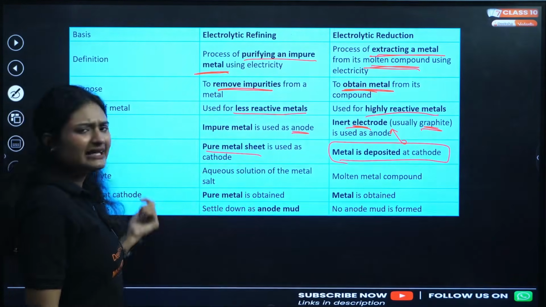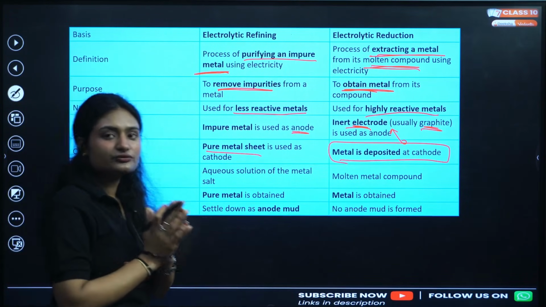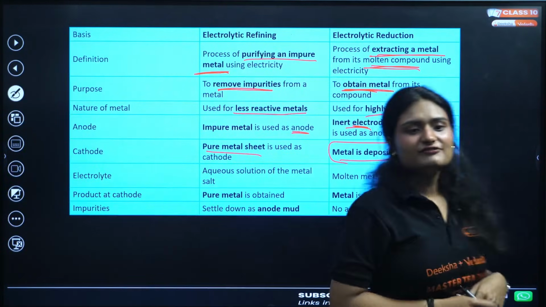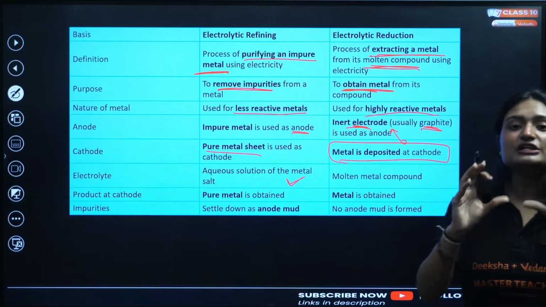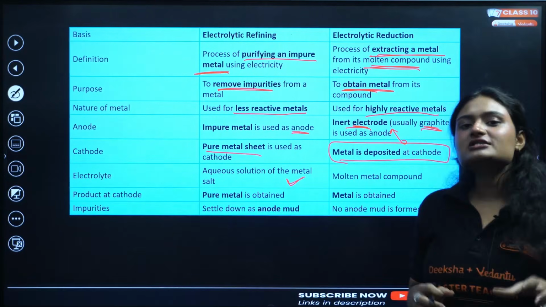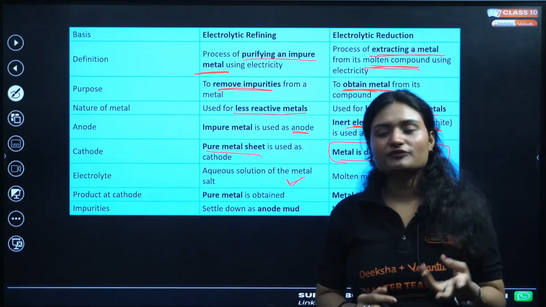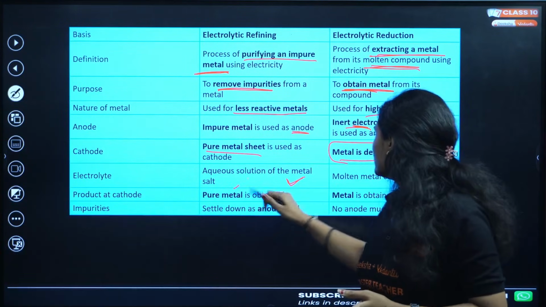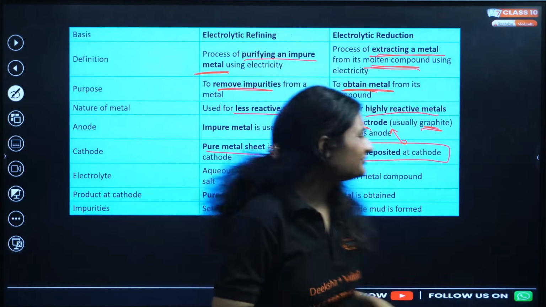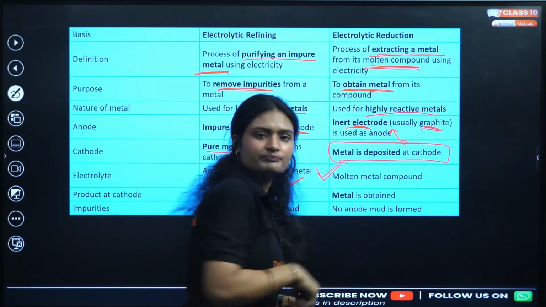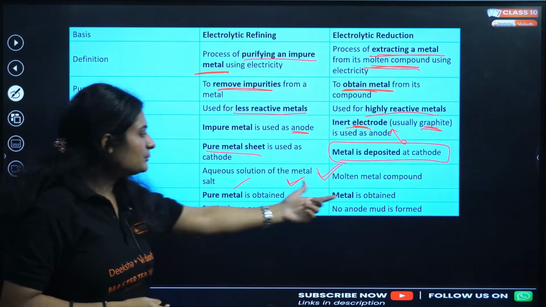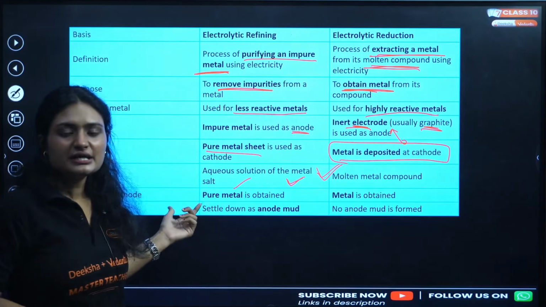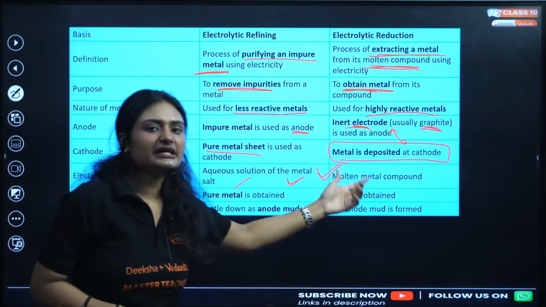Aqueous solution, electrolyte. What is the electrolyte? That's a salt solution we have. In case of electrolytic refining, the aqueous salt solution of the metal that we need to purify is taken as the electrolyte. And for electrolytic reduction we have the molten compound, molten ore, right? Pure metal is obtained at the cathode. Again, in both cases, in one case we are getting pure metal and in the other case we are getting metal.